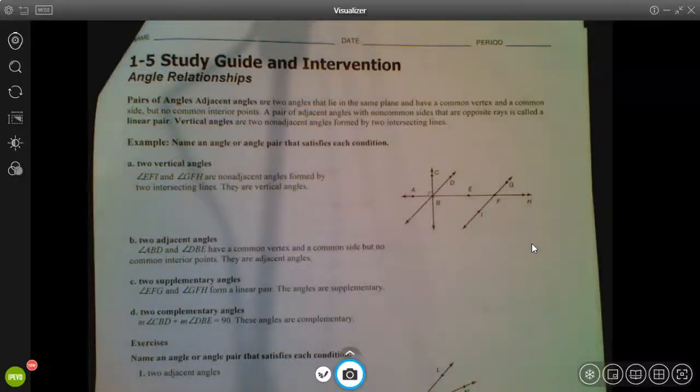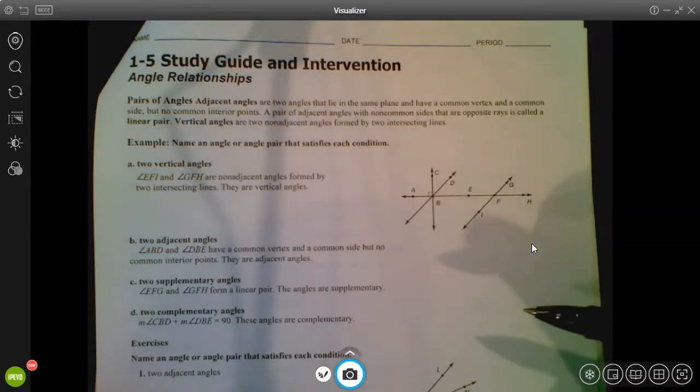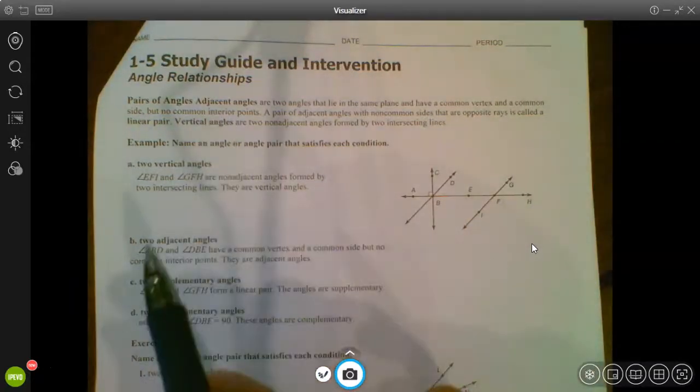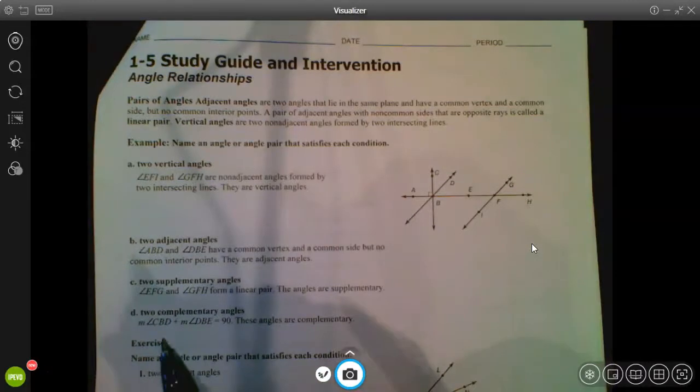So for 1.5, we're going to be looking at some angle relationships here. Little chunk of vocab, so it's really important that you know the vocab from these sections, because these things will come up in future chapters all throughout the year. So really important that you hang on to the vocab that we're going to take a look at. First things first, we're going to look at adjacent angles and vertical angles.